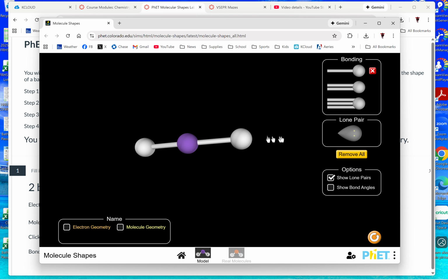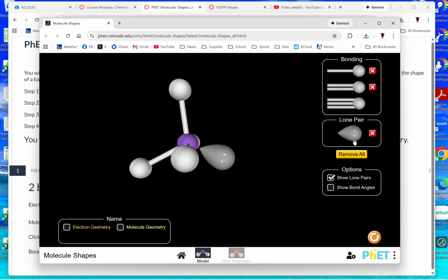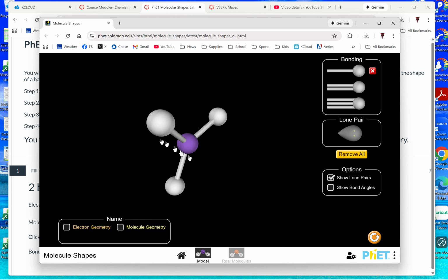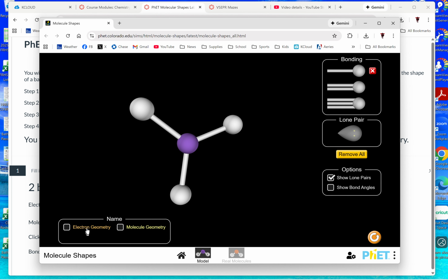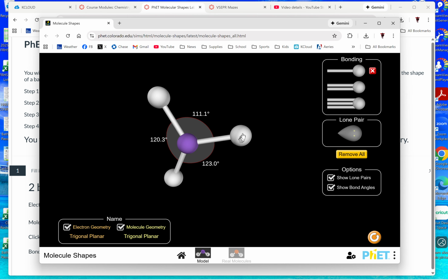And so what you will do is you will add and take away bonds and lone pairs just by clicking on them over here. Then if you click the little X, it takes them away. But in the instructions, it tells you to click on electron geometry, molecule geometry, and bond angles, because every question in Canvas will ask you those three things. And so if you don't have them checked, it's not going to give it to you. And there's no other way that I would expect you guys to know what these are.